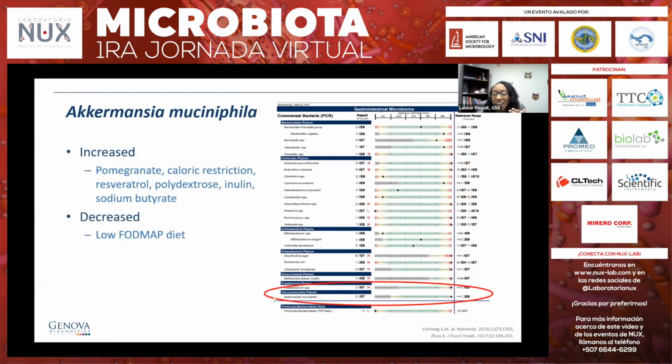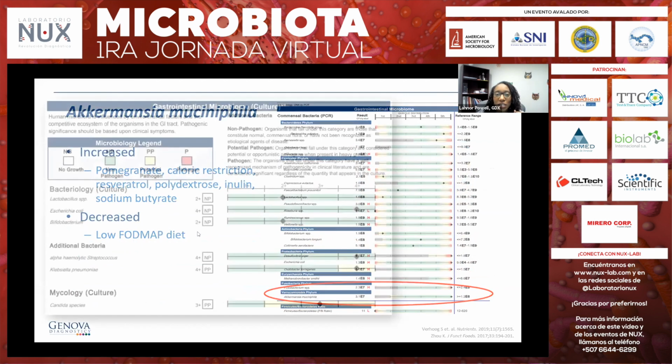And there it is, highlighted there for you in the circle, and some therapeutic considerations there and why we see it high versus why we see it low. The goal is to have an increased level of this bacteria.